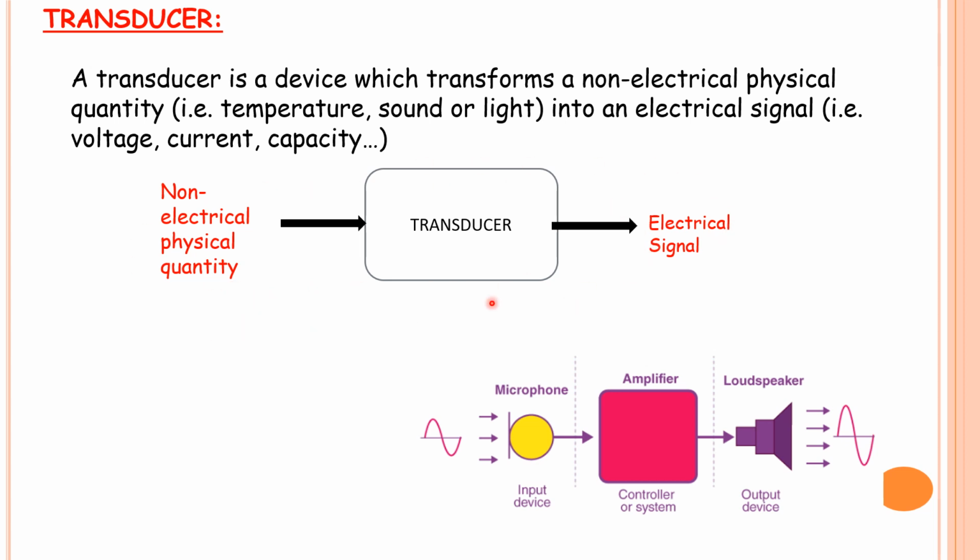For example, I can say a microphone and loudspeaker which are connected, and in between I have fixed one amplifier. If I take the microphone, the sound energy is converted to electrical energy. At the loudspeaker, the input is electrical energy, which is converted to sound energy. So we can say this is an example of a transducer.